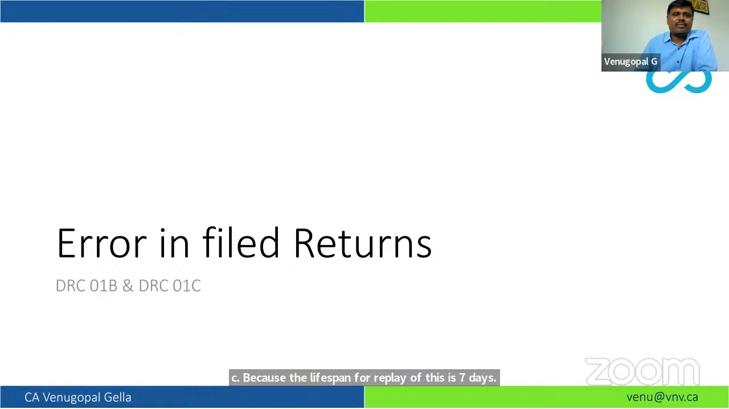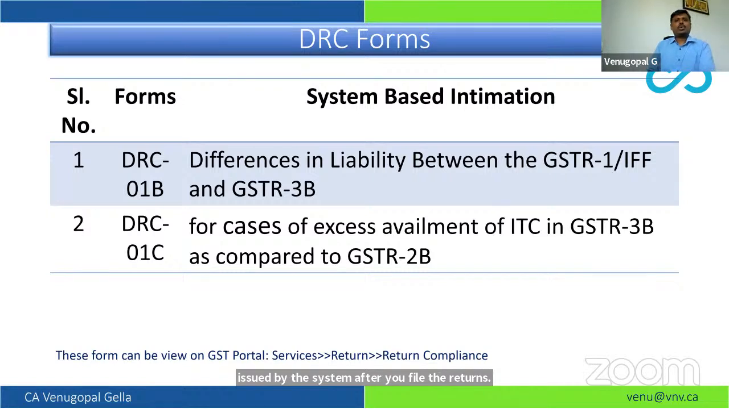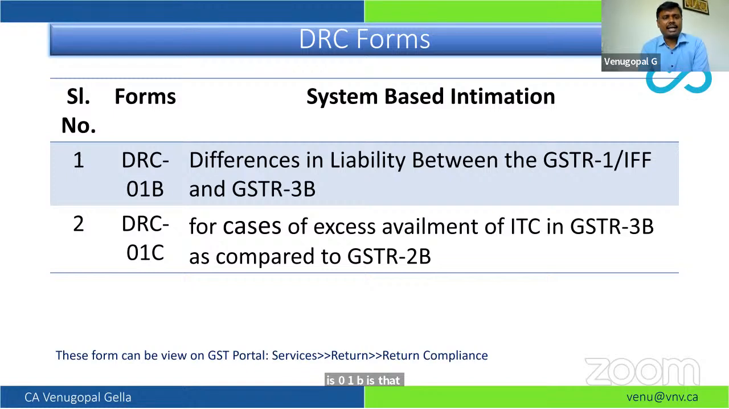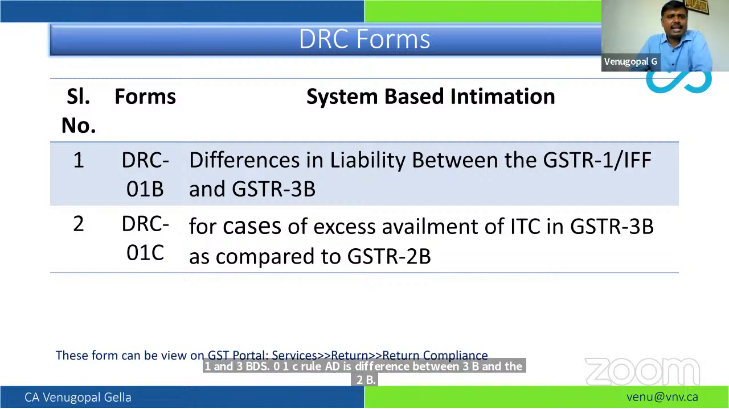Once you file your returns, section 59 is done. ASMT-10 is manually issued by the officer. DRC is issued by the system after you file the returns, because some errors were noted in the returns. What are they? DRC-01B is the difference between GSTR-1 and 3B. DRC-01C, Rule 88D, is the difference between 3B and 2B. We have two rules, 88C and 88D.